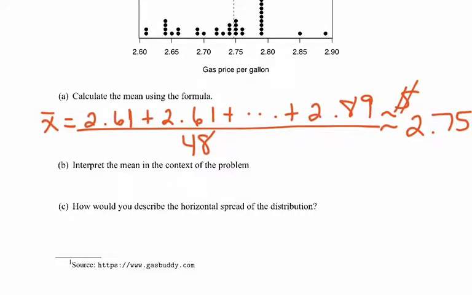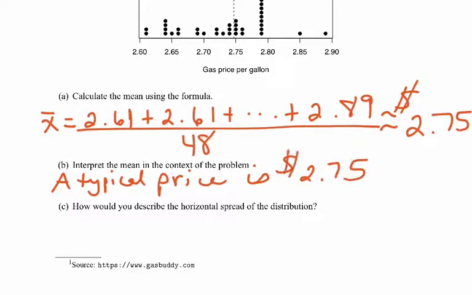Interpret the mean of this in the context of the problem. We could say a typical price is $2.75 for a gallon of gas.